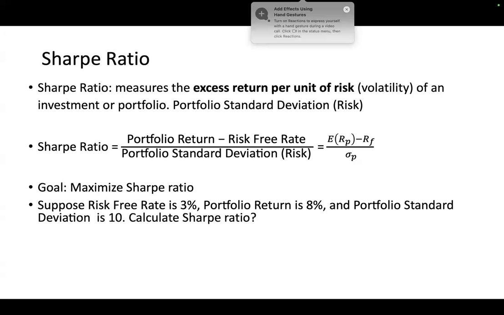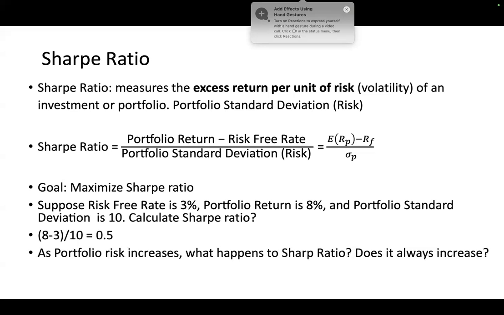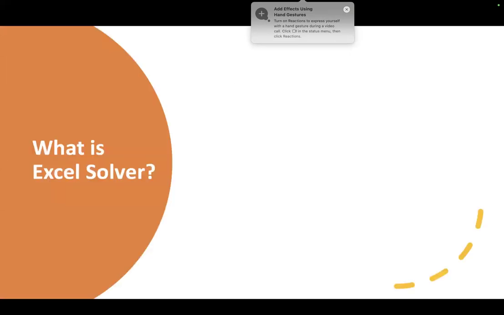So let's do a quick example. Suppose the risk-free rate is 3%, portfolio return is 8%, portfolio standard deviation is 10. Calculate the Sharpe ratio. The Sharpe ratio is going to be 8 minus 3 divided by 10, so it's going to be half. As portfolio risk increases, what happens to the Sharpe ratio? Does it always increase? No, it depends. Sometimes it goes up, sometimes it goes down.